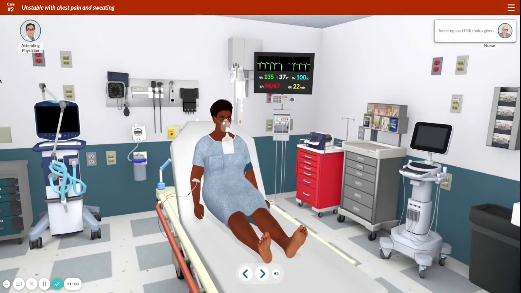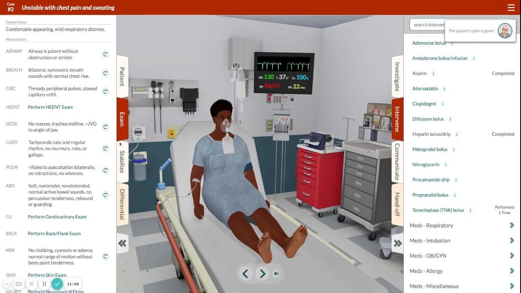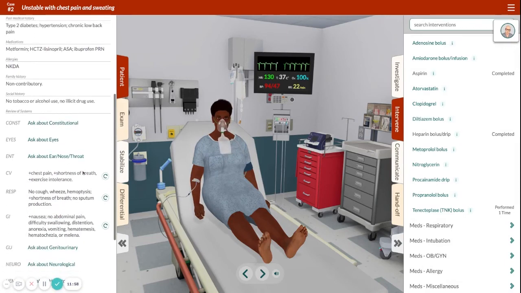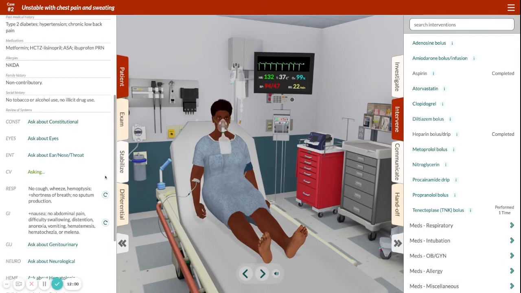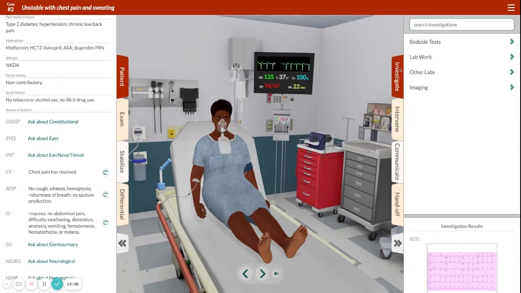At this point, we can go back and reevaluate the patient and see where her chest pain is at. Now her chest pain has resolved. And at this point, I'd want to check another ECG.